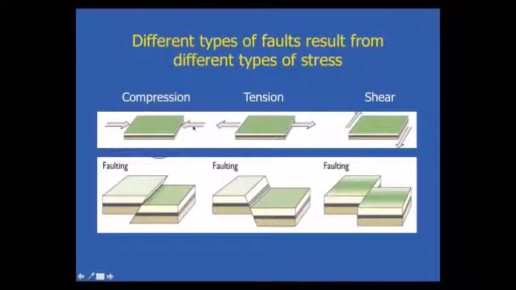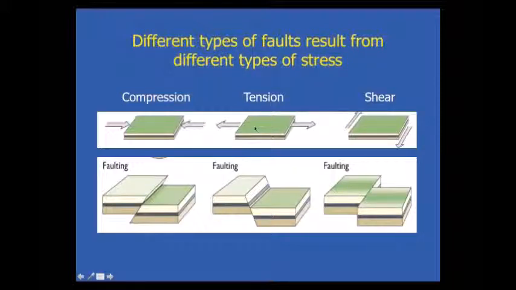So for example, near a convergent boundary, the crustal rocks are compressed. So the side to side kind of squeezing motion. And so the compression results in faults where the hanging wall block moves upward relative to the footwall block. And this type of stress would be most common at convergent boundaries.